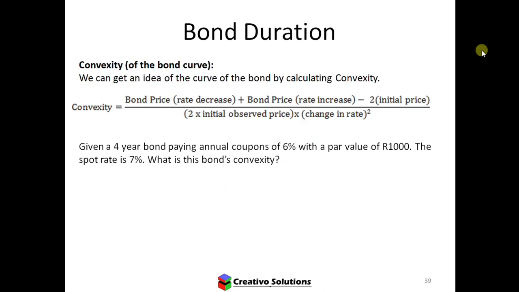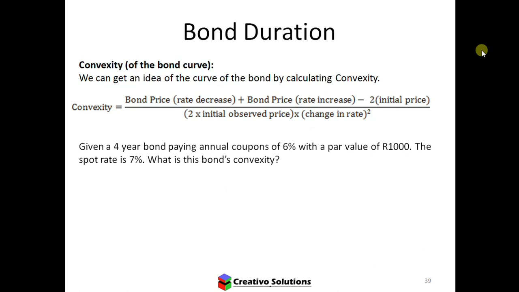All right, convexity, exactly the same. You've got a formula. That formula requires the bond price with the rate decrease plus the bond price with the rate increase minus 2 times the initial price, all divided by 2 times the initial price. Multiply that by the change in rate squared. Right, so you have another question here.